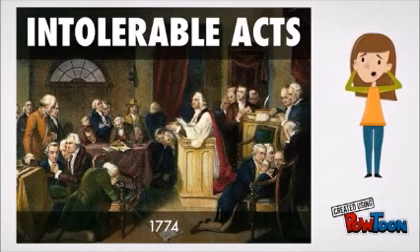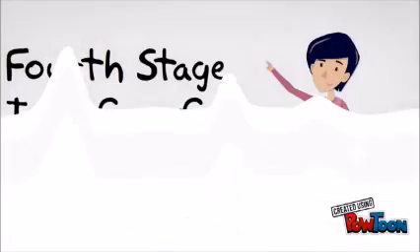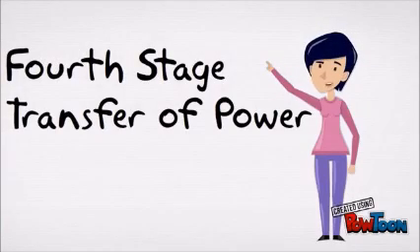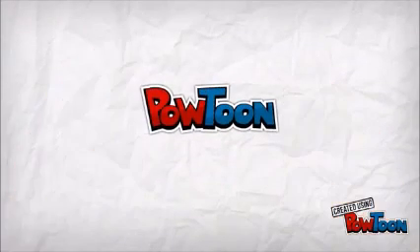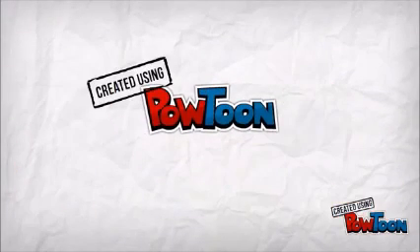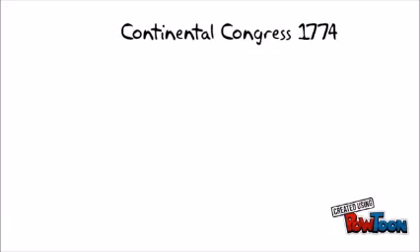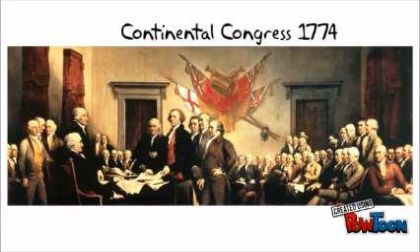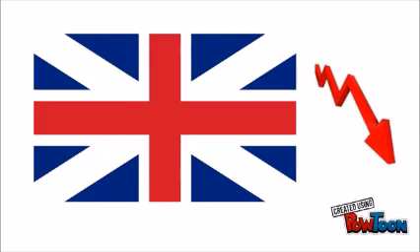Then came the fourth stage, transfer of power. September 5th, 1774 occurs America's first Continental Congress. It consisted of 55 delegates. The Congress was a governing body, by which American colonial governments generally discussed their different options concerning British offenses.